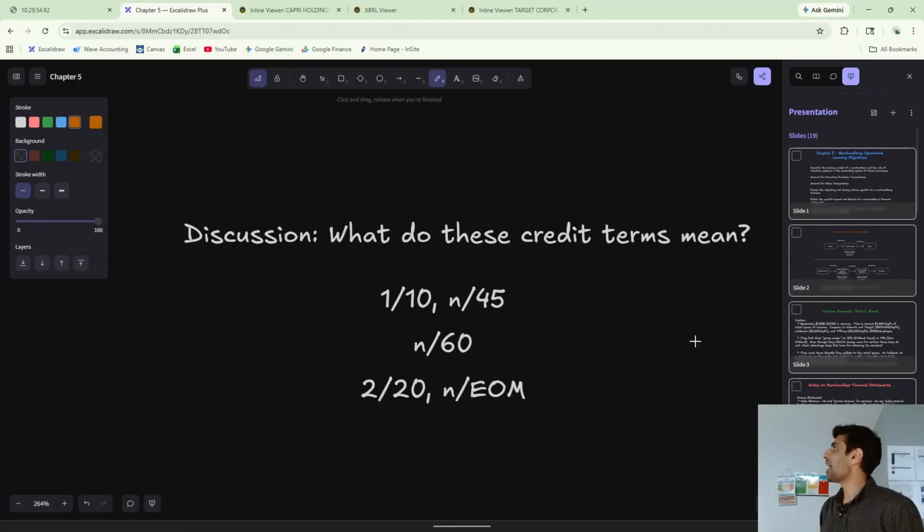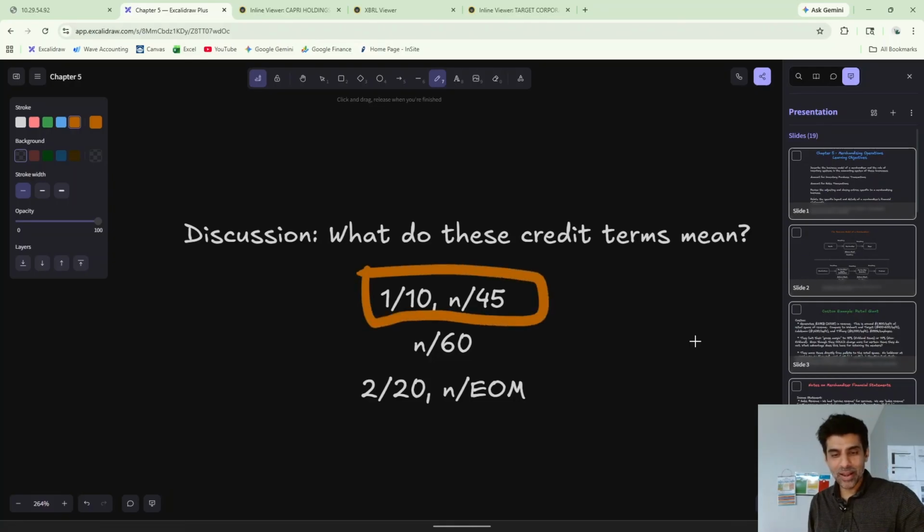The 1-10, N45. This is by itself. You could see this as one credit term that's offered. It means a 1% discount if you pay within 10 days of the invoice. If you don't pay within 10 days, you have a total of 45 days to pay, but you have to pay the full amount. Okay, what about this?